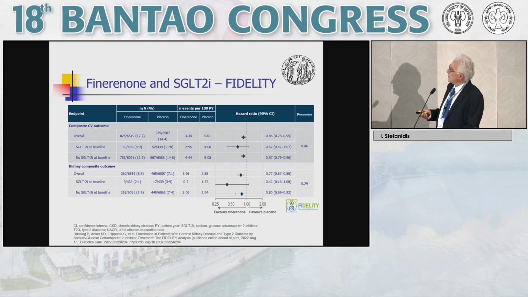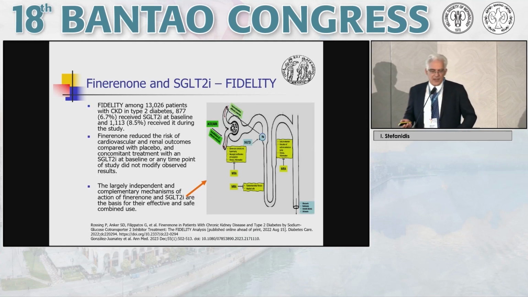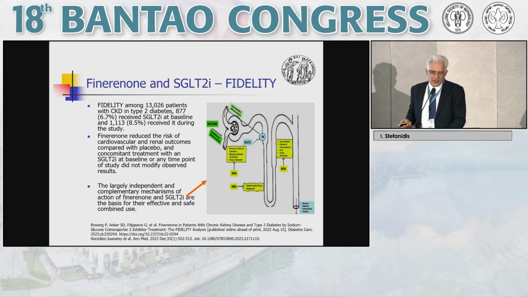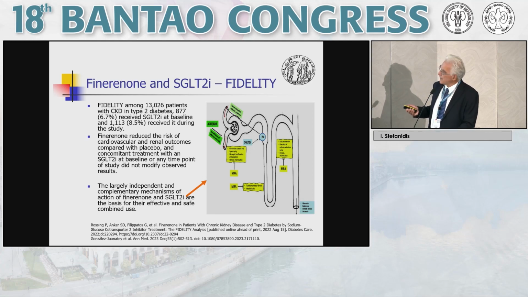And this is seen here: no influence of the presence of SGLT2 was there on the positive result of finerenone. It also reduced the risk of cardiovascular and renal outcomes compared with placebo, independent of the presence or addition of SGLT2 in the results. This is also clear seeing the mechanism of action of MRA and non-steroidal MRA, which has to do with fibrosis and inflammation in the glomeruli and in the tubules, which is most important for the action of MRAs, but for non-steroidal especially because of the potency. It's different from SGLT2, it's different from RASI.